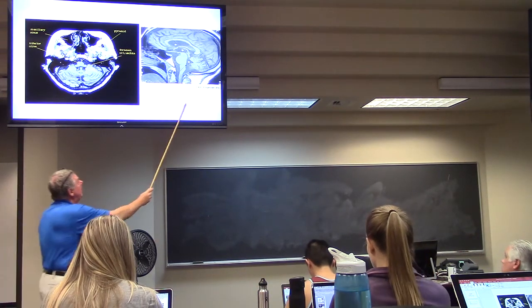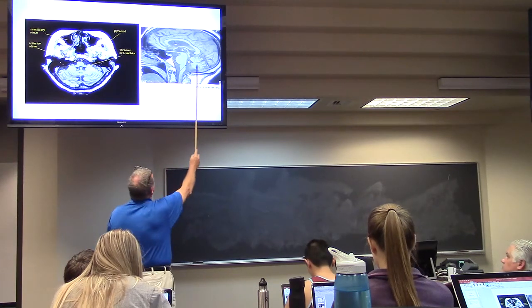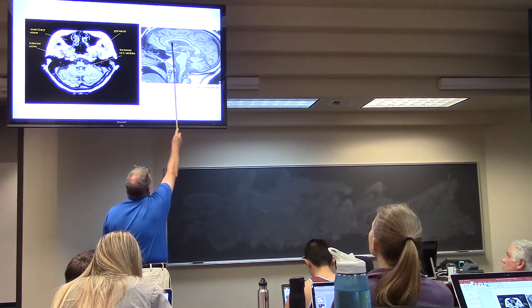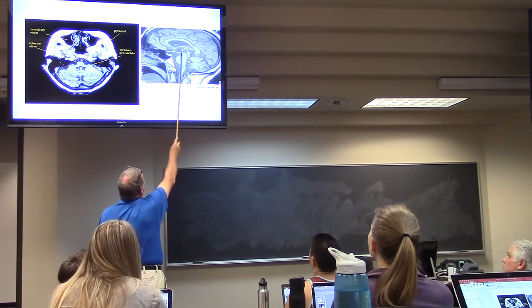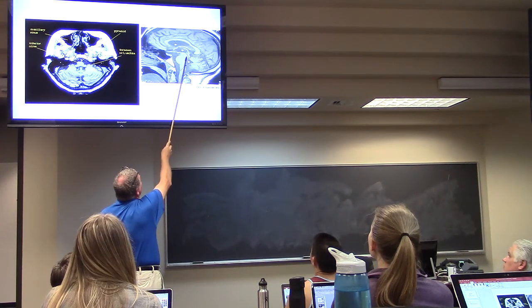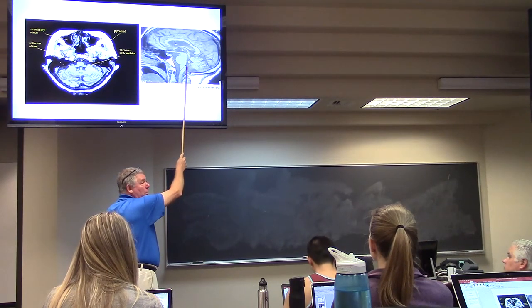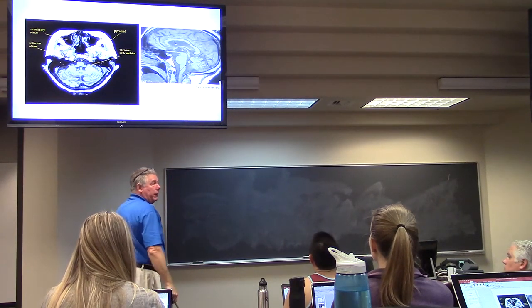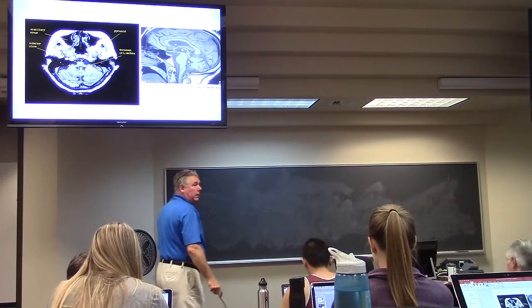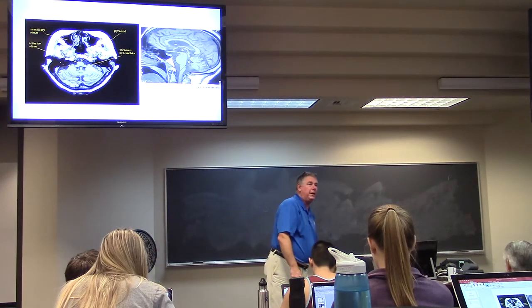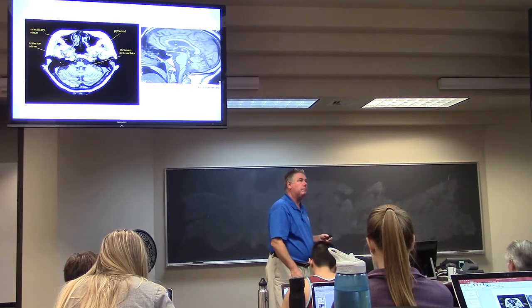In the sagittal section here, the perfect sagittal section, here's the lateral ventricle. There's the third ventricle. There's the cerebral aqueduct. There's the fourth ventricle. There's the midline aperture, the foramen of Magendie. Or Magendie, wherever you're from. Okay?